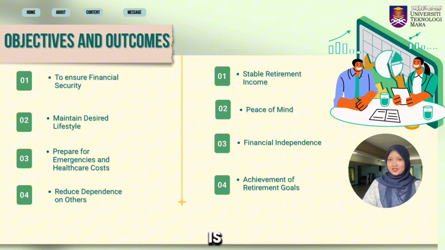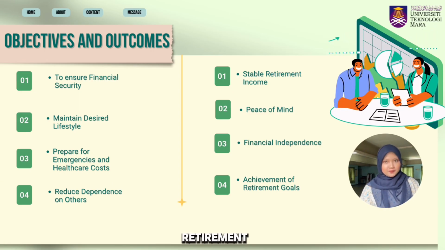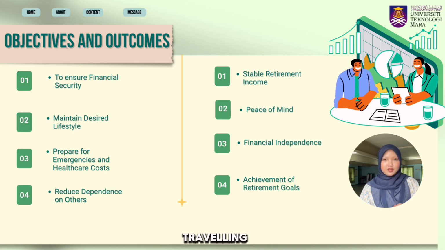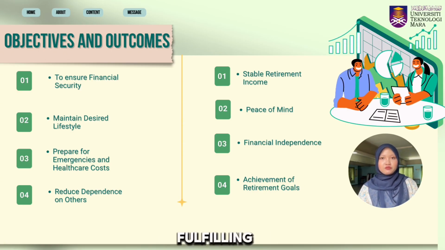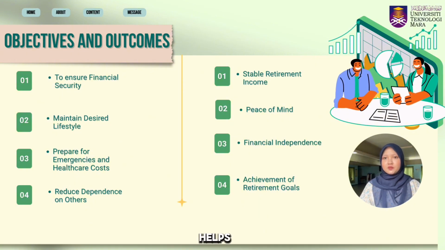The third outcome is financial independence. Retirees can make their own financial decisions and support themselves without depending on others. This gives them more freedom and dignity during retirement. The final outcome is the achievement of retirement goals. These goals may include traveling, purchasing a retirement home, supporting family members, giving to charity, or simply enjoying a comfortable and fulfilling retirement. Effective retirement planning helps turn these goals into reality.